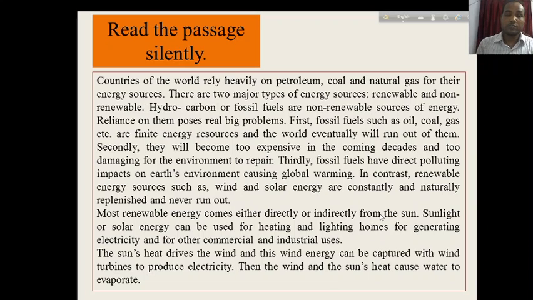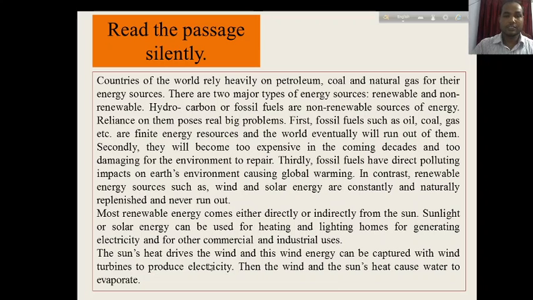There are a lot of sources of renewable energy, and most of them are directly or indirectly related to the heat of the sun. Sunlight or solar energy can be used for heating and lighting our homes, for generating electricity, and for other commercial and industrial uses.